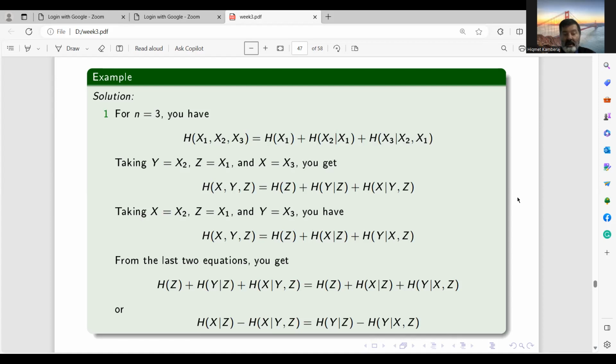From the last two equations, you get H of z plus H of y given z plus H of x given y and z is equal to H of z plus H of x given z plus H of y given x and z. Or you could rearrange it: H of x given z minus H of x given y and z is equal to H of y given z minus H of y given x and z.